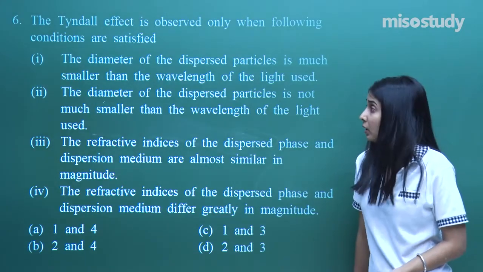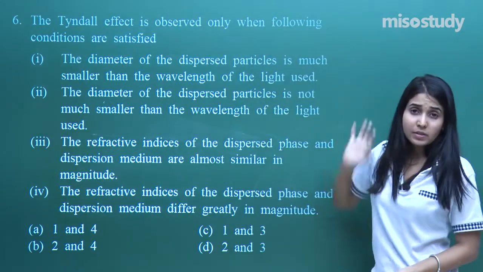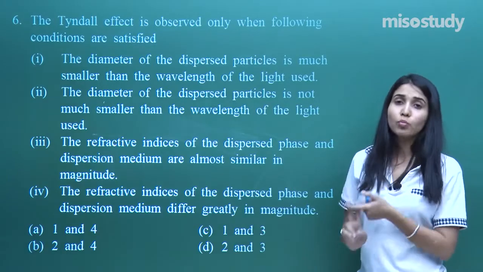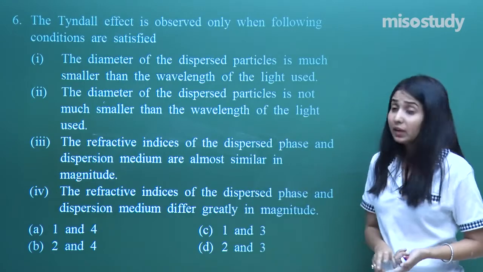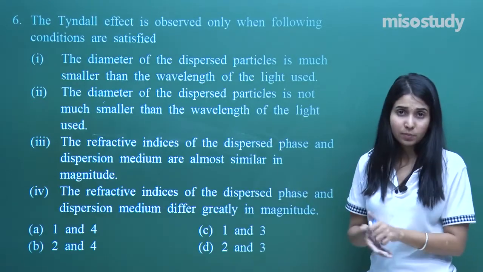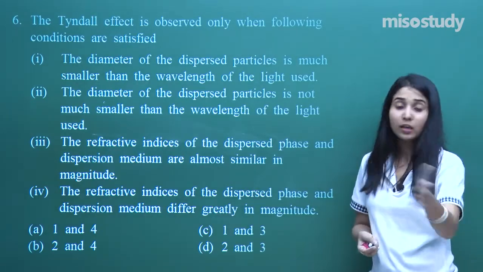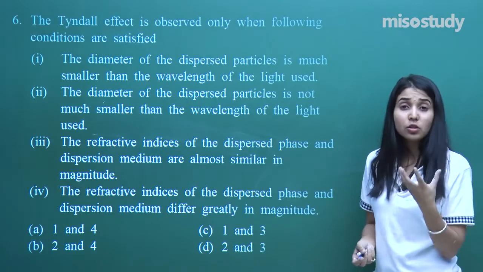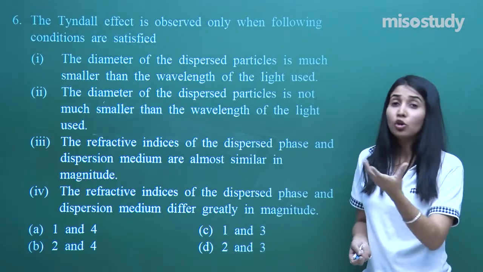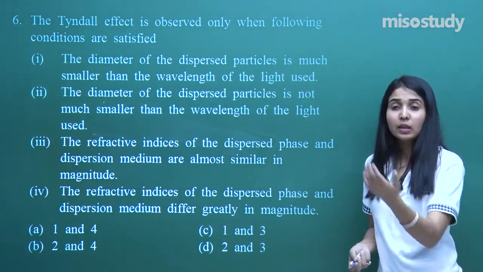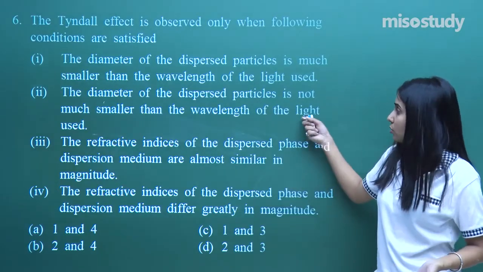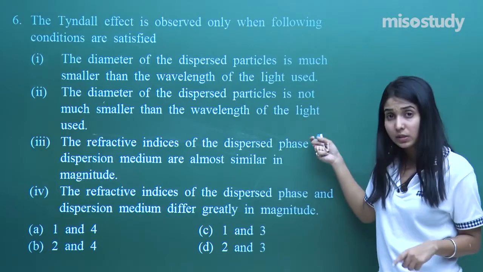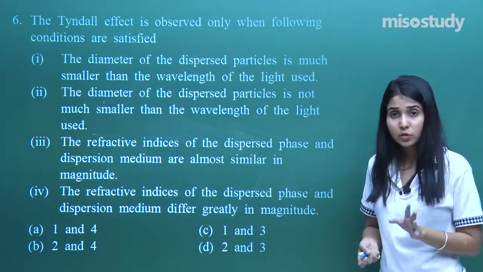It is clear that when I study the Tyndall effect, I study 2 points. What are they? I simply study the diameter of my dispersed particles, the particles which are undergoing dispersion. The size of those particles cannot be much smaller than the wavelength of the light used. That means option 2, where it says that it cannot be smaller, would be my correct option.